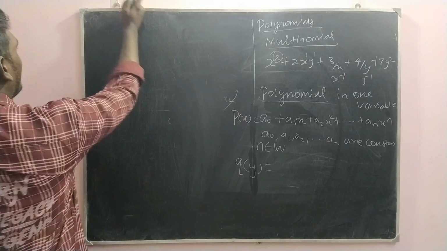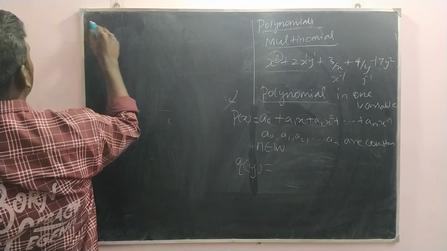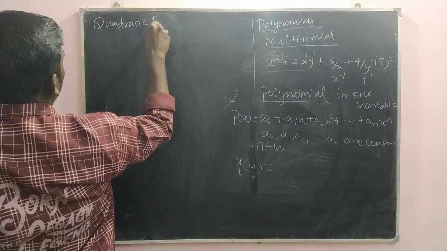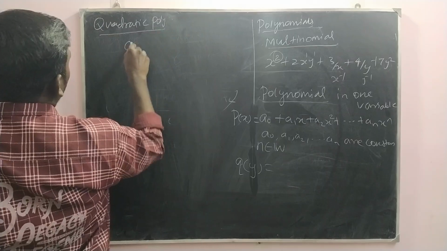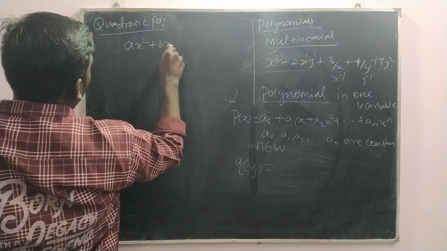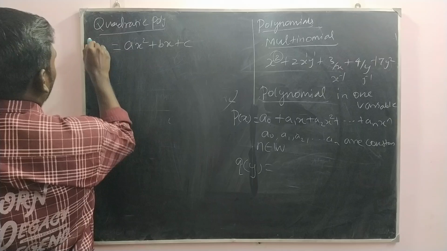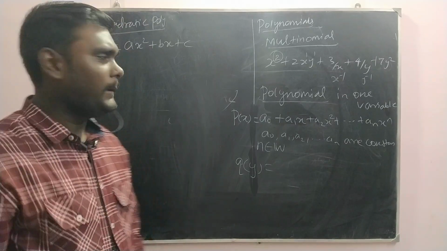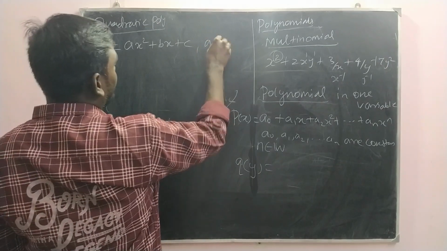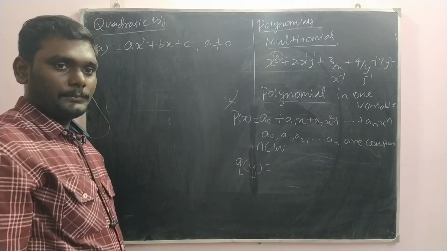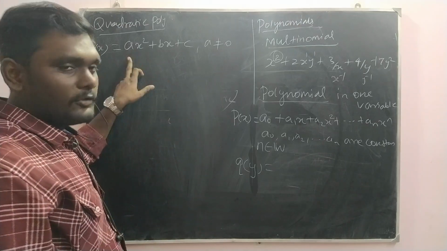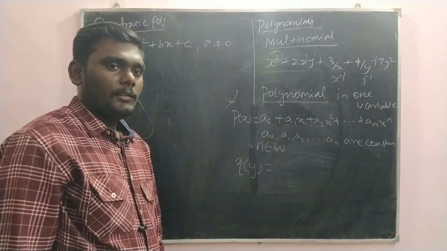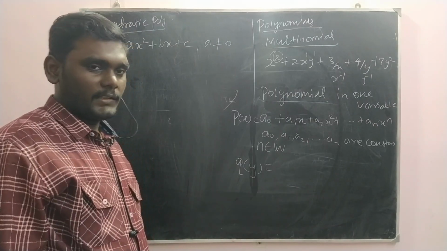What is the general form of a quadratic polynomial? P of x is equal to ax square plus bx plus c, in which a should not be equal to 0. The leading coefficient should not be equal to 0. So these a, b, c are coefficients. You know about coefficients, right?